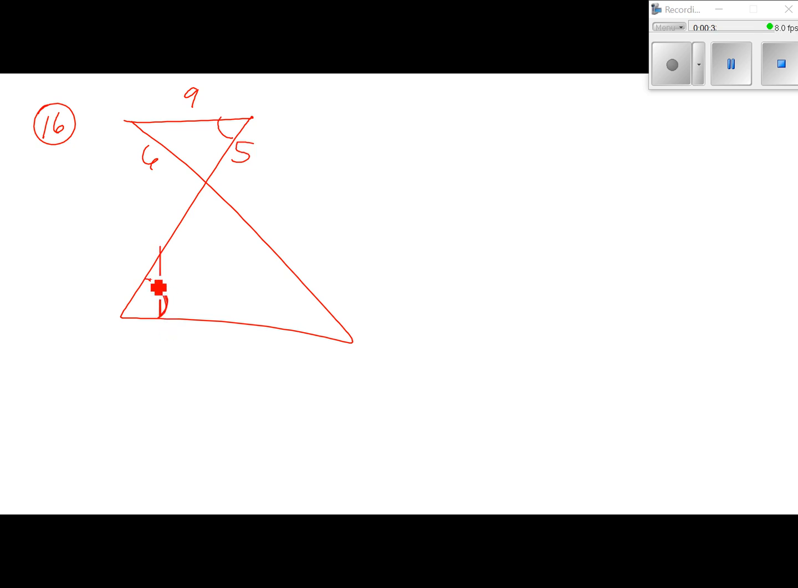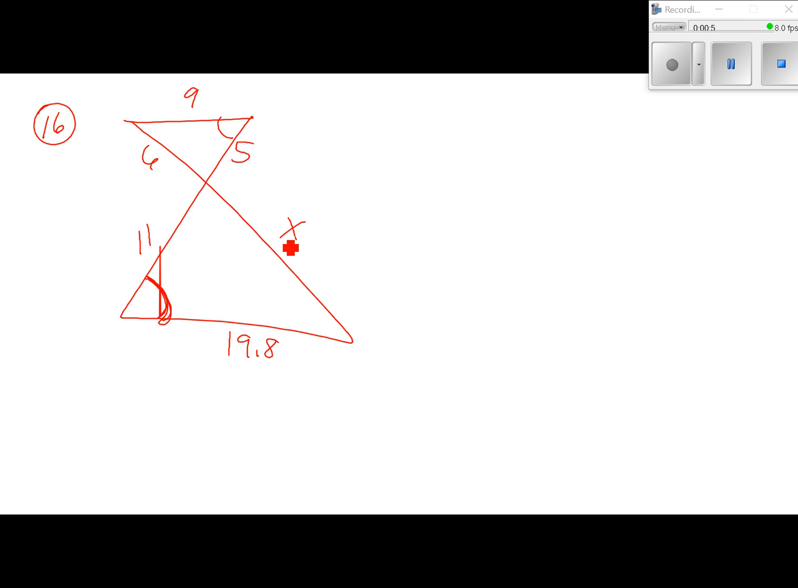Number 16. Got something that sort of looks like this. This side's 9, this side's 6, that's 5. It tells that angle's congruent to this angle. And this is 19.8, this is 11, this is X. I'm going to go through this fairly quickly, so you might have to stop your video if I go too fast, just to see what I did.